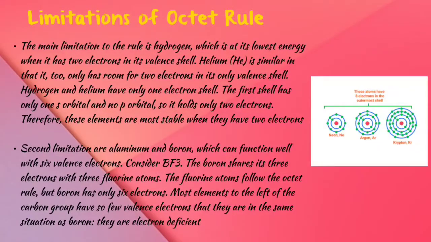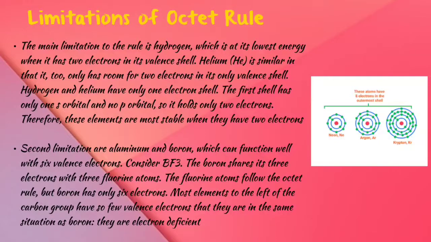The main limitation to the rule is hydrogen, which is at its lowest energy when it has 2 electrons in its valence shell. Helium is similar in that it too only has room for 2 electrons in its only valence shell. Hydrogen and helium have only 1 electron shell. The first shell has only one s orbital and no p orbital, so it holds only 2 electrons. Therefore, these elements are most stable when they have 2 electrons.